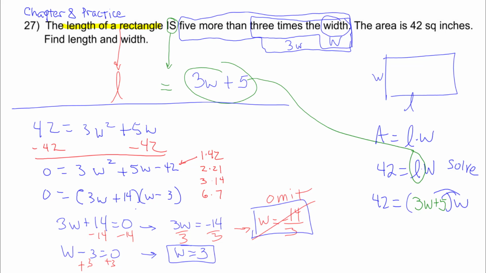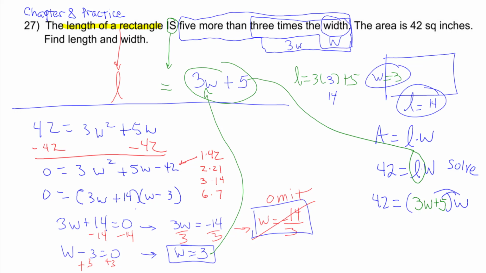So we found the width. The width equals 3. Now we need to find the length. Well, that's easy. We can plug this up here and find the length equals 3 times the width plus 5. And our width was 3. I'm going to plug that in. And so I get 9 plus 5 is 14. So the length is 14, and I found the dimensions of the rectangle. Hope that helped. Keep studying.